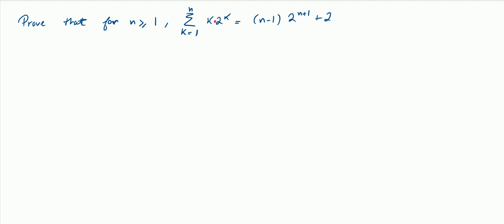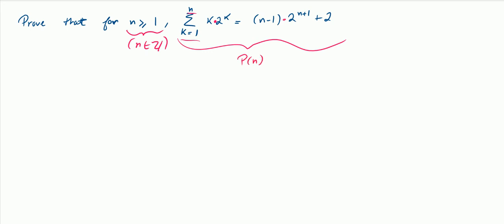So in this video on proof by induction, I'll be proving that for an integer n greater than or equal to 1, so n belongs to the integers, the sum from k equals 1 to n of k times 2 to the k is equal to (n minus 1) times 2 to the n plus 1, plus 2. So this is basically my statement Pn.